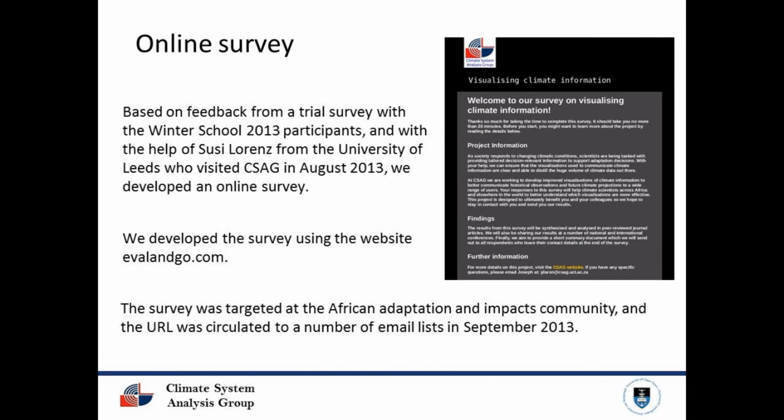So we developed an online survey to gather data around how people interpret different visualizations of climate information. We did this with the help of Susie Lorenz from the University of Leeds, who is studying this particular topic in her PhD. The survey was targeted at the African adaptation and impacts community, and we circulated the URL for the online survey to a number of email lists, including the email list for the Climate Information Platform, which is hosted by CSAG at University of Cape Town.